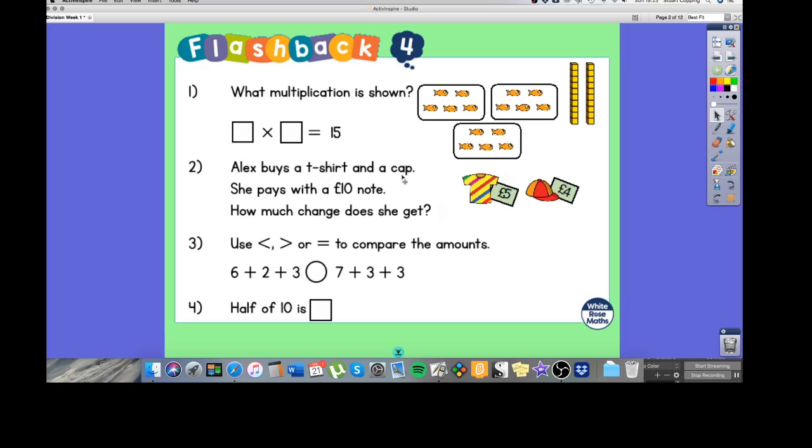Alex buys a t-shirt and a cap. The t-shirt costs £5. The cap costs £4. She pays with a £10 note. How much money does she get back?